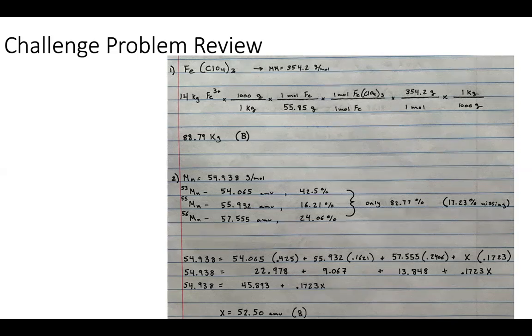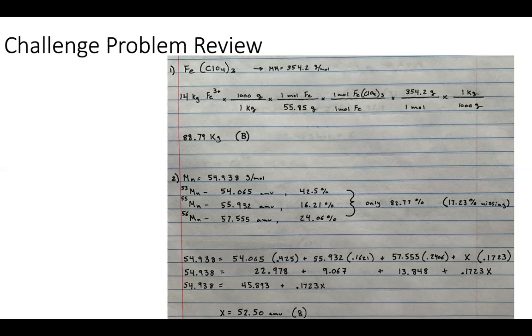Okay, number 2 basically asked, is there another isotope present? If you didn't know how to do this, I meant for it to be, is there only one other isotope? If there were multiple other isotopes, you wouldn't really be able to solve. The thing here that I wanted you to do is add up the percent abundances of the 3 isotopes that we gave information for: manganese 53, 55, and 56. And when you add up their percent abundance, they add up to 82.77%.